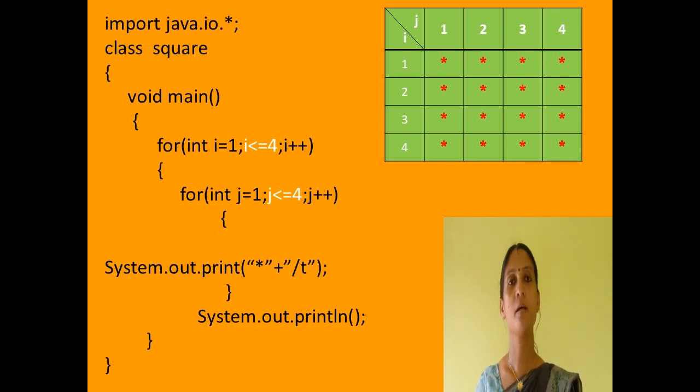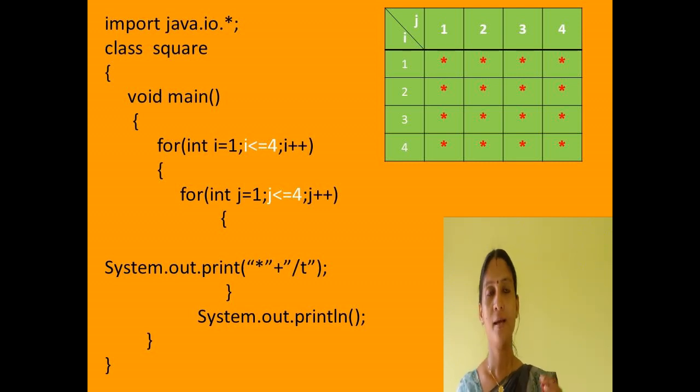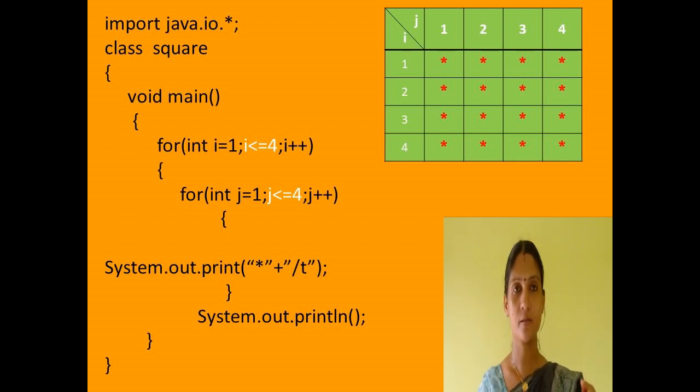Open the curly bracket. To represent the rows, I am giving a for loop. This variable is known as i. And to represent the columns, here I am giving the variable as j. Then the starting value of i is equal to 1 and the ending value is i less than or equal to 4. That means 1 to 4. We need 4 rows. And j represents 1 to 4 columns. The last column is 4.